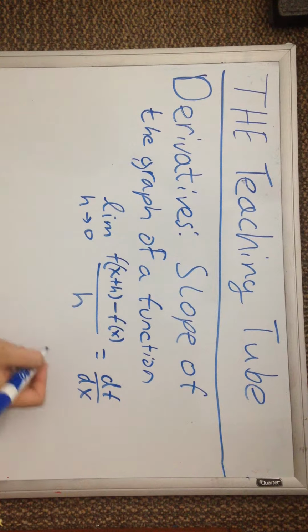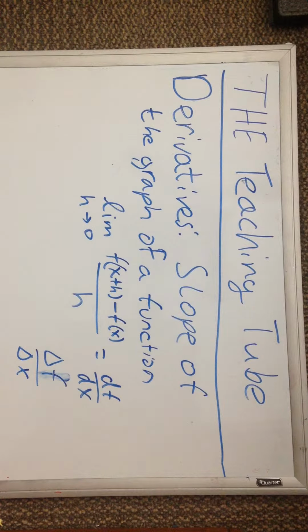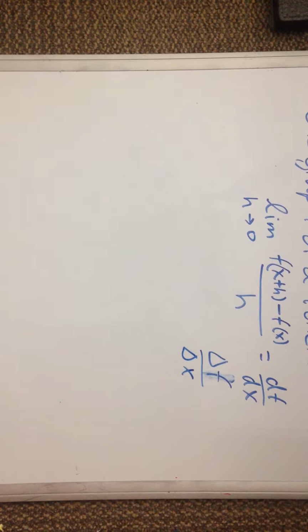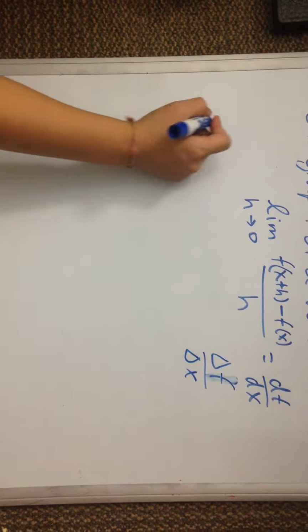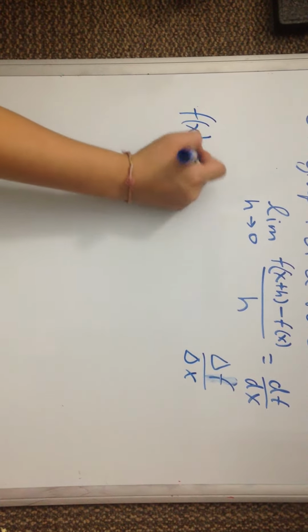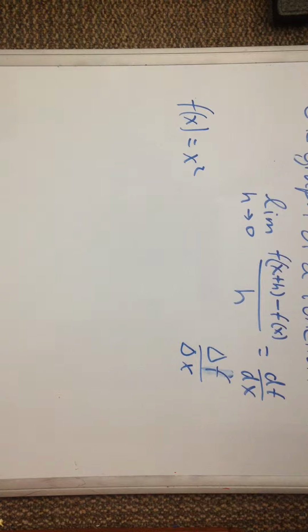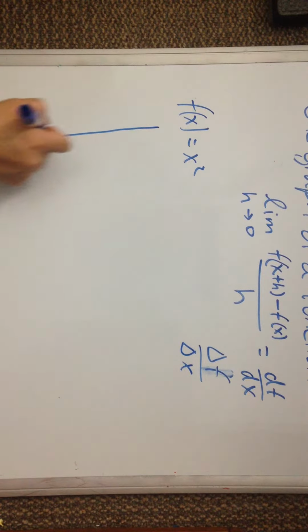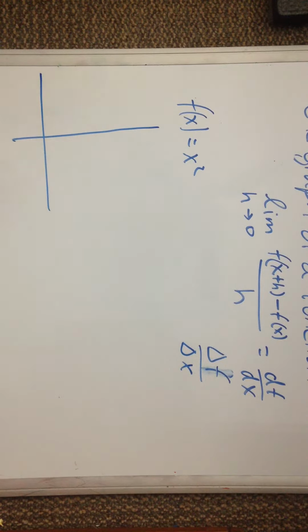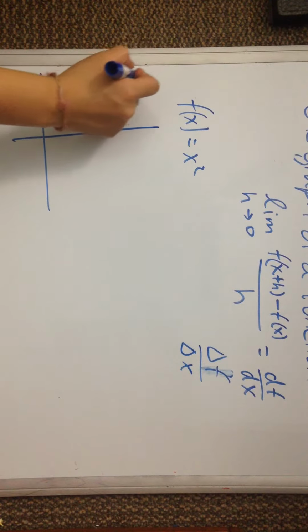And remember that is very similar to a small rise in the function over a small run in the function as this gets to 0. Okay, so what does that mean? So why don't we try a function f of x equals x squared. So we can see the slope of this function at every point in space. Okay, so right now we know kind of what this looks like. And we'll see if this matches our result.